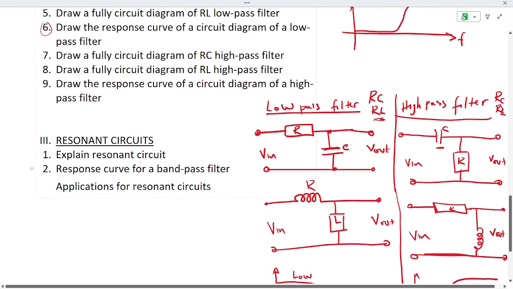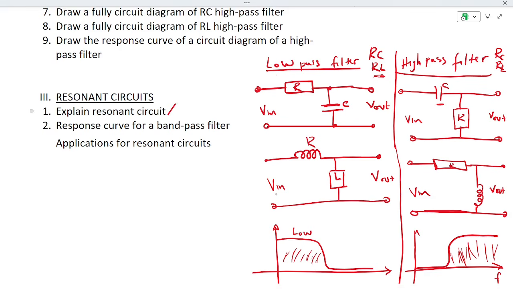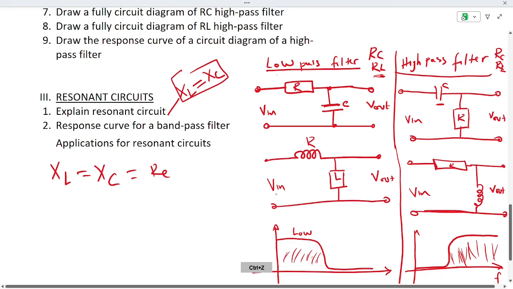For the resonance circuit, there are a few things to study there, with point 3, resonance circuit. Explain what is a resonance circuit. A resonance circuit is a circuit where inductive reactance is equal to the capacitive reactance. There are a few things you can study there, but this is the basics. When you have a case where XL is equal to XC, that circuit is called a resonance circuit.